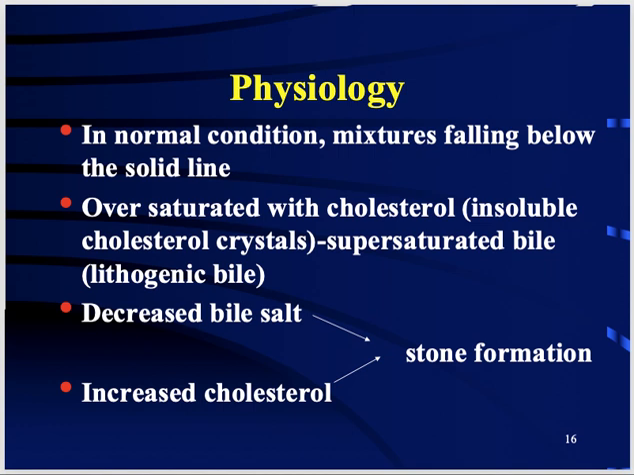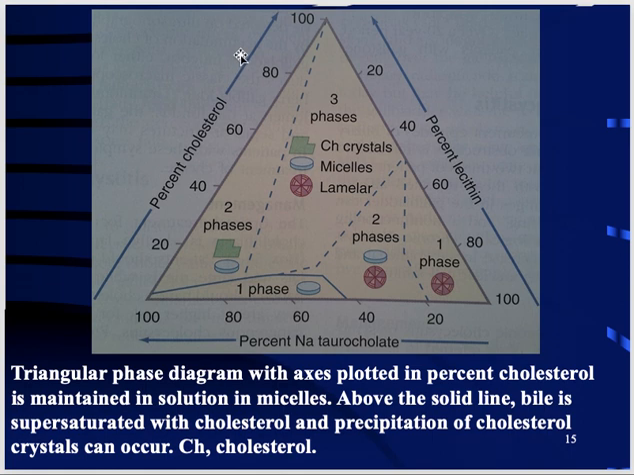Now, whenever it is needed, the bile which is stored in the gallbladder goes into the duodenum. Now you can see over here they have shown the picture, the percent of cholesterol, percent of sodium, and percentage of lecithin. Okay, and there are different phases: phase 1, phase 2, phase 3.